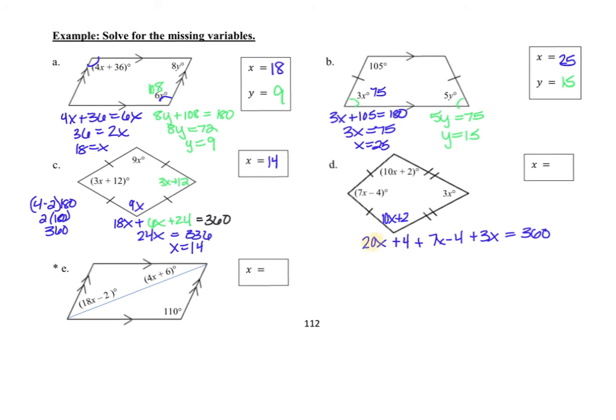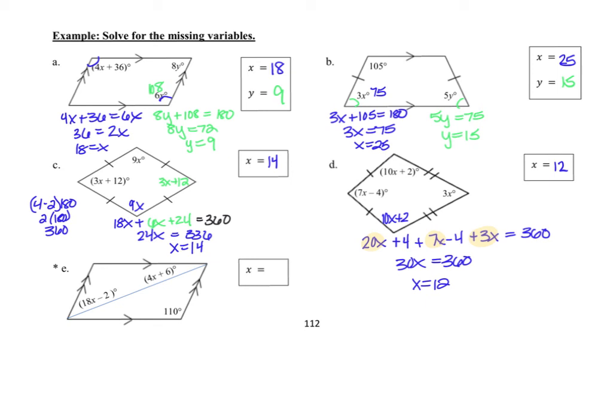So let's combine all of our x terms. You could have done that in the previous step, but we didn't. So 20x plus 7x plus 3x, that's going to give me 30x. Then you have a positive 4 and a negative 4. These are going to zero out, so you're just going to be left with 360. When you divide by 30 on each side, you get an answer of 12 for x.